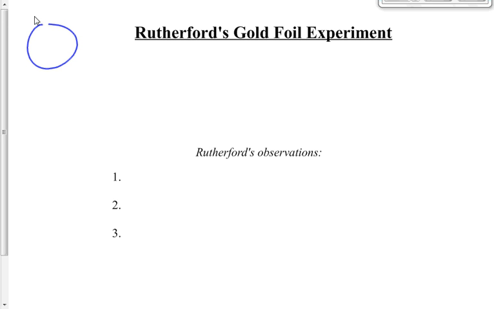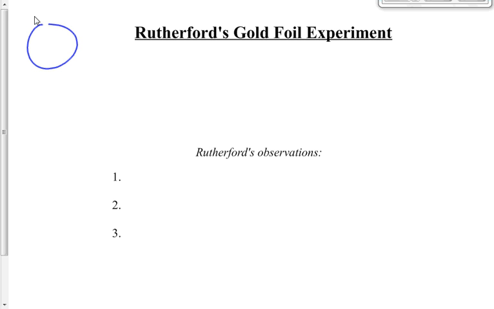Started off as, look, we got an atom. It's like a pool ball, like a marble. The atoms may be a little bit different from each other, just like marbles are a little bit different from each other. But in the end, there's nothing inside. The marble is the marble.